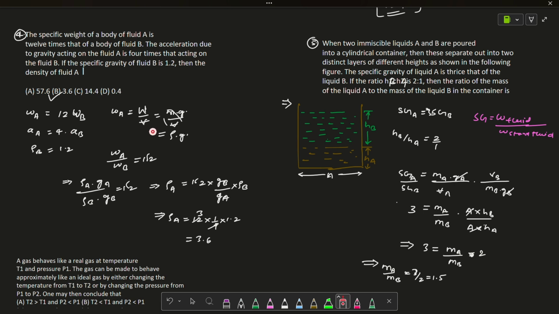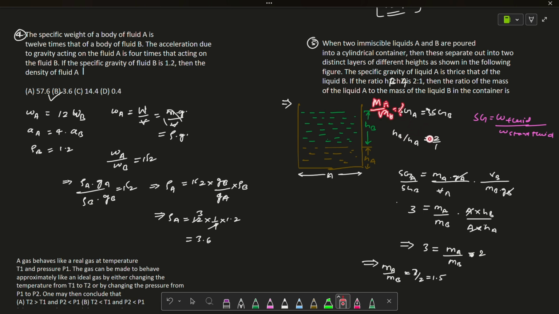Okay, so they are saying two liquids are there that are immiscible. They're forming a layer in between them, and the upper layer is fluid B, and the bottom layer is fluid A. Given that the specific gravity of A is thrice the specific gravity of B, and also it is given that the ratio of HB by HA is 2:1. So they are asking MA by MB, the ratio of the mass of liquid A to the mass of liquid B, that means MA by MB, they are asking, right?